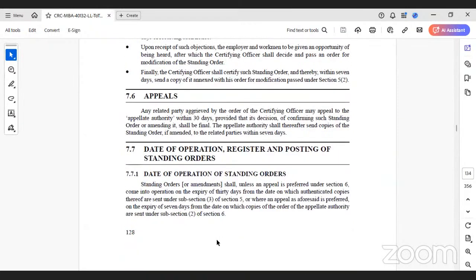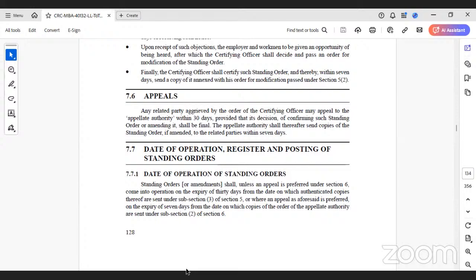And appeals. Any party aggrieved by the order of the certifying officer may appeal to the appellate authority within 30 days. Okay, so provided that its decision of confirming such standing order or amending or changing it shall be final. Under such cases, within 30 days, they can appeal to the appellate authority.